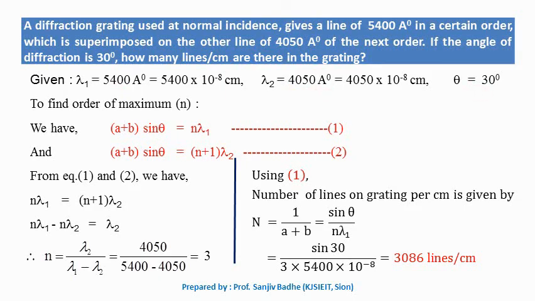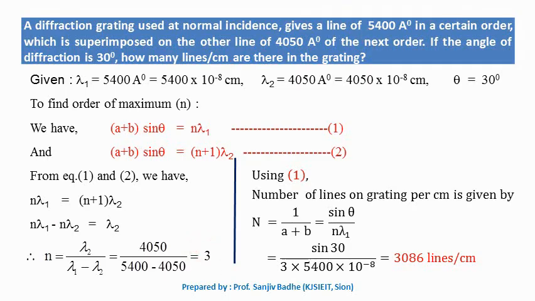Theta is 30 degrees. So we write the condition for the nth maximum due to lambda 1, that is (a plus b) sin theta equal to n lambda 1. The condition for the n plus 1th order of lambda 2 is (a plus b) sin theta equal to (n plus 1) lambda 2. Because these maxima overlap and coincide with each other, theta will be the same for them, and therefore we can equate the right hand sides and get the value of n. So here also n is obtained as 3.